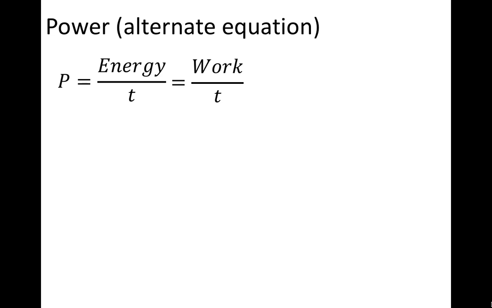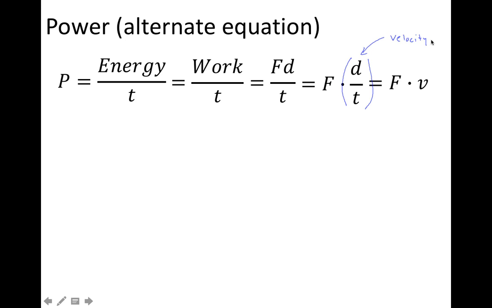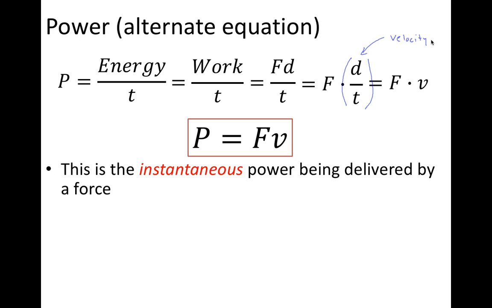We have an alternate equation for power. If power is energy per time, and remember, energy is really the same thing as work, and work is force times distance, well, I could write that just a little bit different, and then you should notice that we end up with force times distance over time. Well, what was distance over time? This is velocity. So we can also calculate power as force times velocity. This is the equation for instantaneous power being delivered by a force.